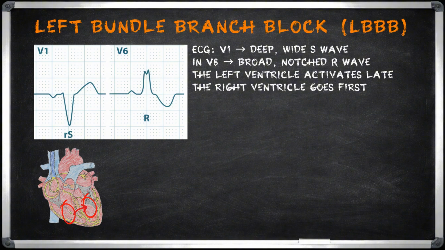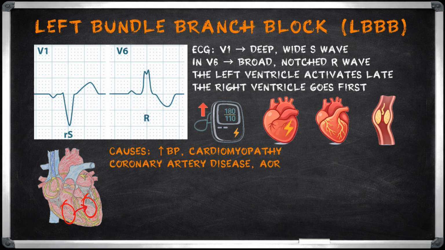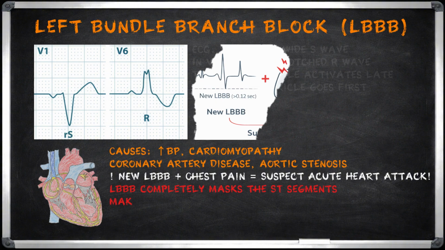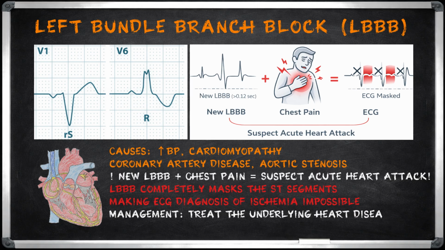Cause is almost always pathological. Think long-standing hypertension, cardiomyopathy, coronary artery disease, aortic stenosis. The NCLEX golden rule: new left bundle branch block plus chest pain. Suspect acute heart attack until proven otherwise. And left bundle branch block completely masks the ST segments, making ECG diagnosis of ischemia impossible.